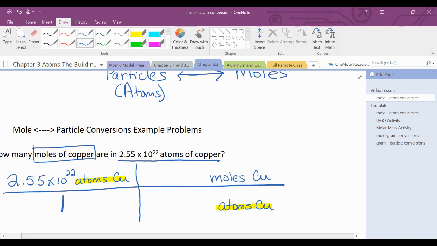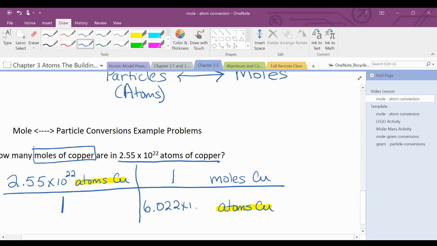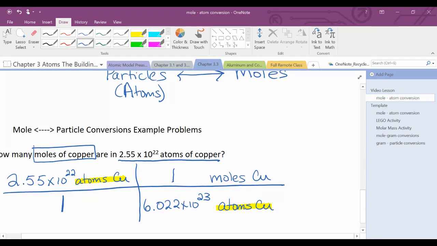I only have units. When I look at my units, it's moles and atoms, which is Avogadro's number. And the definition of Avogadro's number is that 1 mole of anything is 6.022 times 10 to the 23rd atoms.